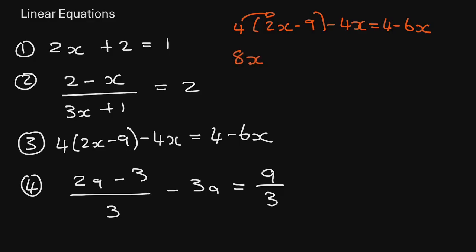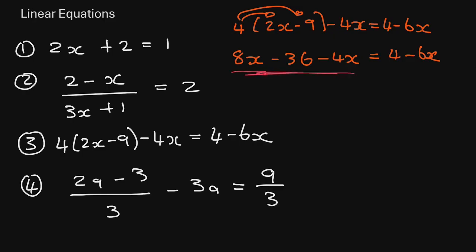Then you say 4 multiplied by 9. That's going to be how much? 4 multiplied by negative 9. That is going to give us negative 36. Okay, and then now we still have what? Minus 4x here. Then we have 4 minus 6x. Okay, so now that we are done with the first step, remember now we want to move whatever has x to this side of the equation.